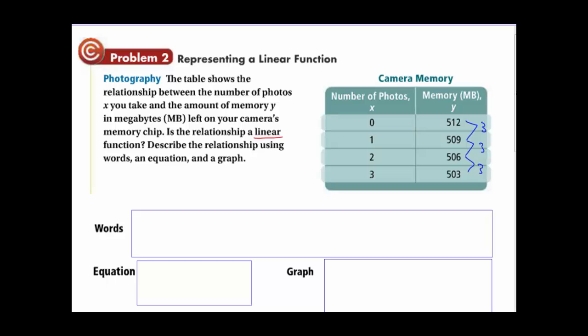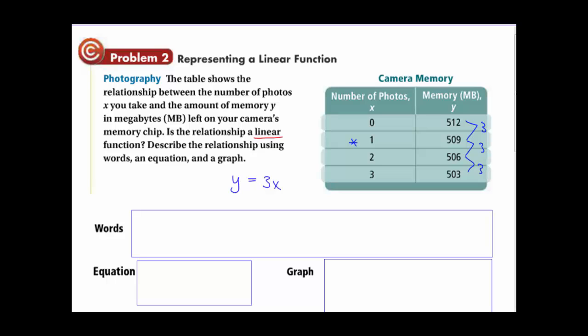So since the constant is going down each time for memory, then we can take that constant and multiply it by the number of photos taken, or call it x. So we know that y is equal to 3x. Okay? If we plug in 1, we'll end up getting 3 times 1, which is 3, but we need to get over to 509 megabytes.